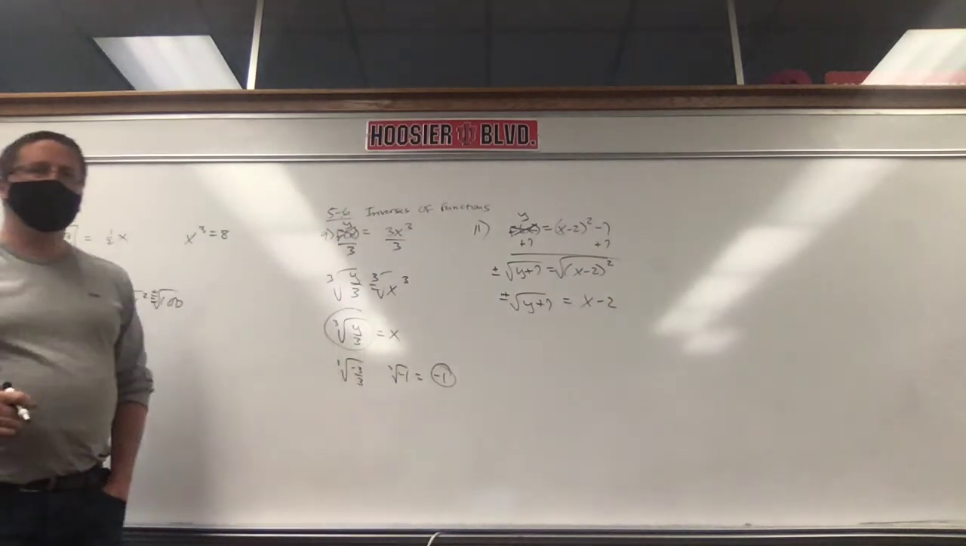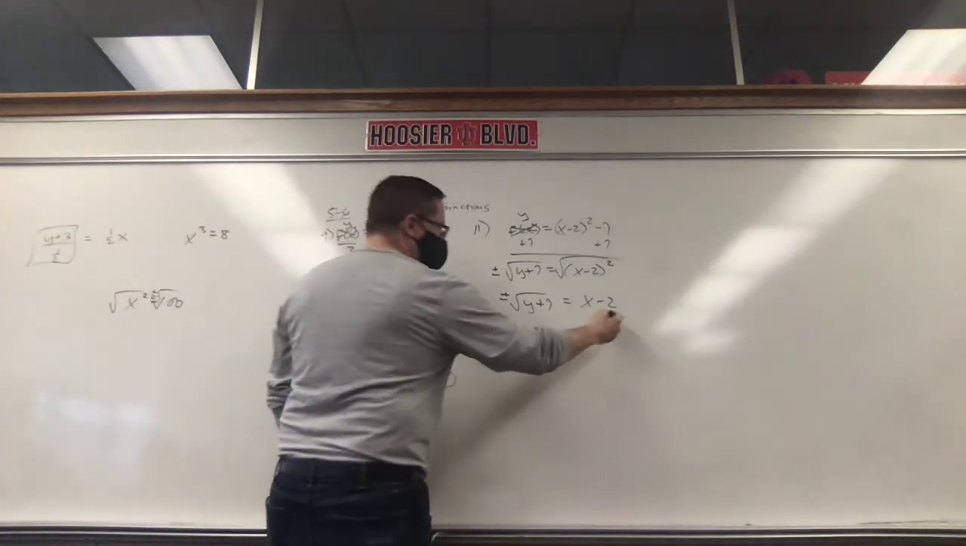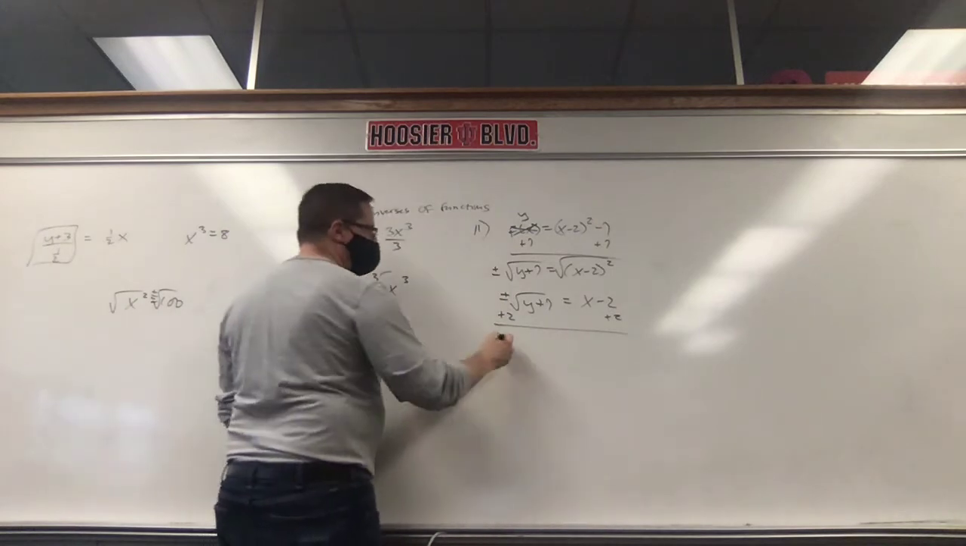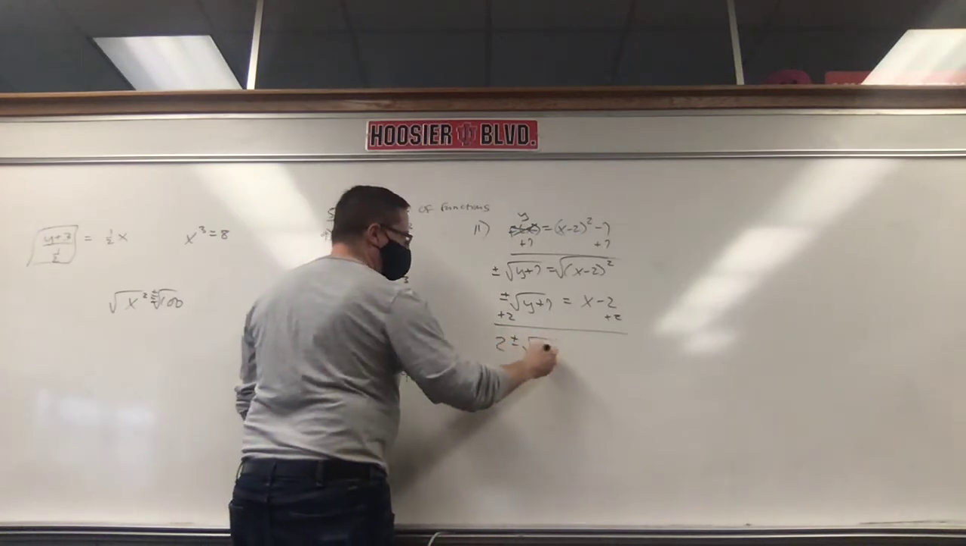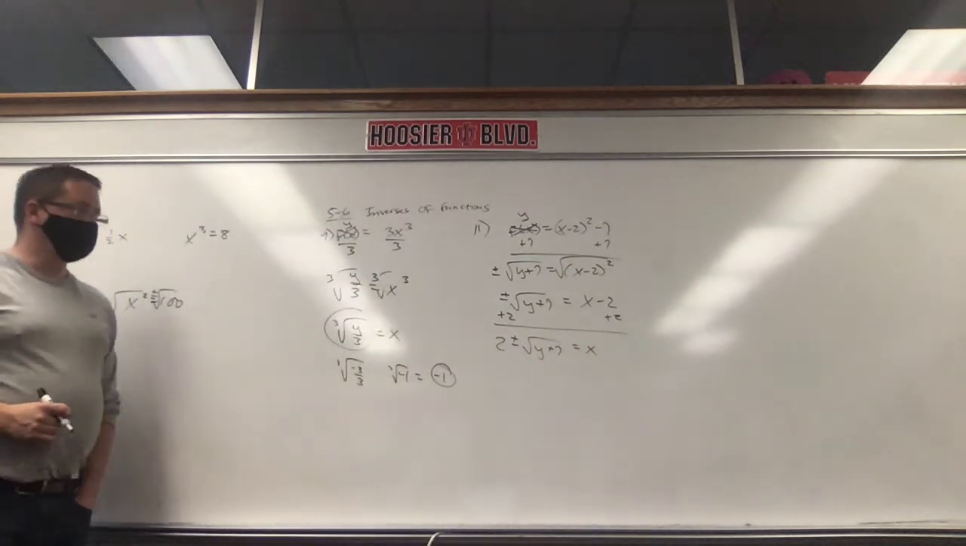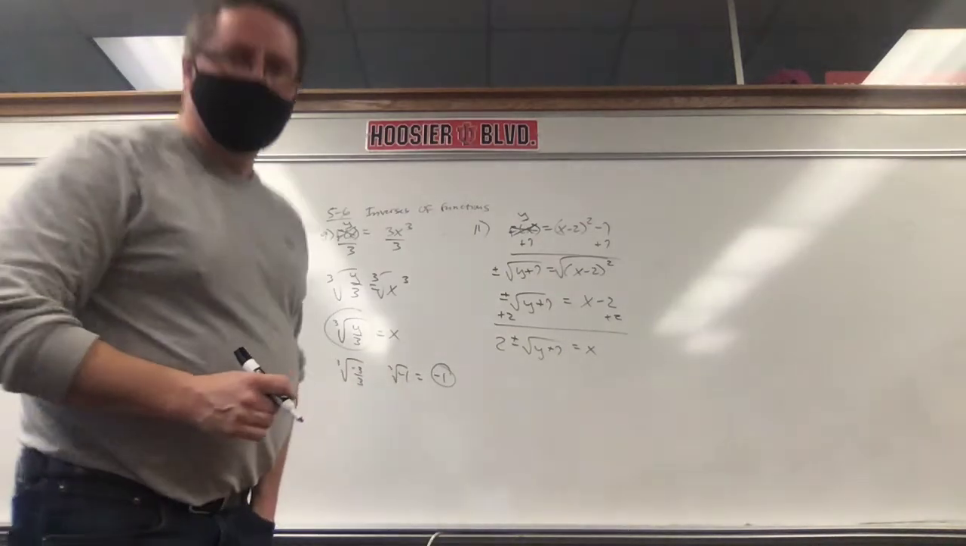What's the last thing we do? Add 2. And let's put that 2 in front. So the answer is 2 plus or minus radical y plus 7. So 2 plus or minus radical y plus 7. And we're still plugging in negative 3.